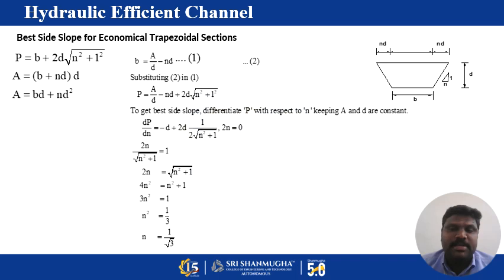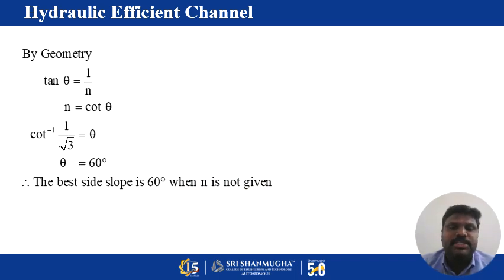The side slope n is equal to 1 by square root of 3, through which tan theta is equal to 1 by n, where n is equal to 1 by tan theta, that is cot theta. Cot inverse of 1 by root 3, n value is 1 by root 3. Cot inverse of 1 by root 3 is equal to theta, where theta is equal to 60 degrees. When we get the maximum discharge in case of trapezoidal section, the best side slope that must be adopted in practical situations is about 60 degrees.